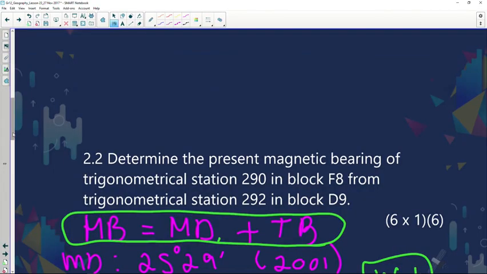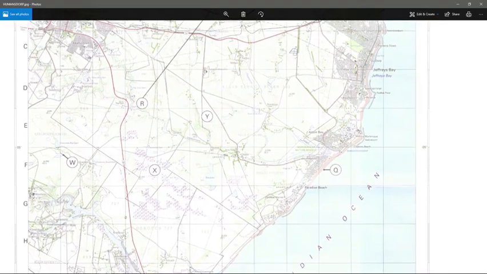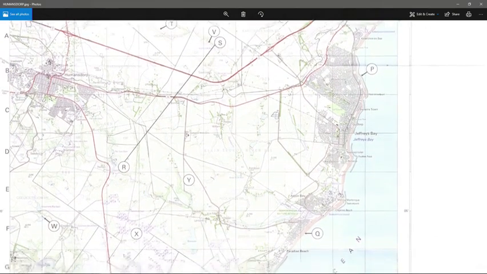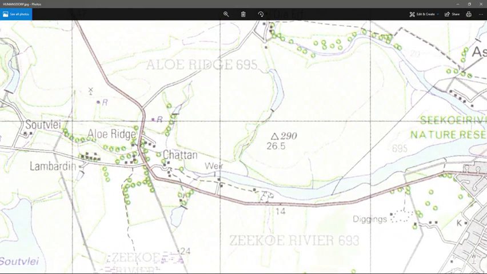Now, the question states, determine the magnetic bearing from trig station 290 and F8. Okay, let's just quickly go to our map. Just want to find F8 over here. Okay, this is trig station 290. I just want to read the question again. Calculate the magnetic bearing of trig 290 in block F8 from... Be very careful. You need to go and have a look where it states from. So this is the one trig beacon, but you need to go and calculate from D9. Now, where is D9? Let's quickly find D9.